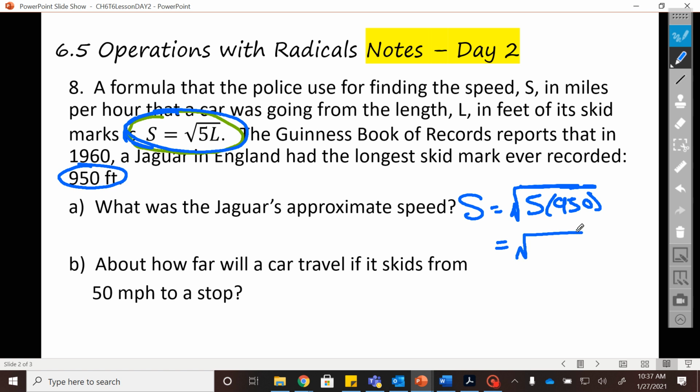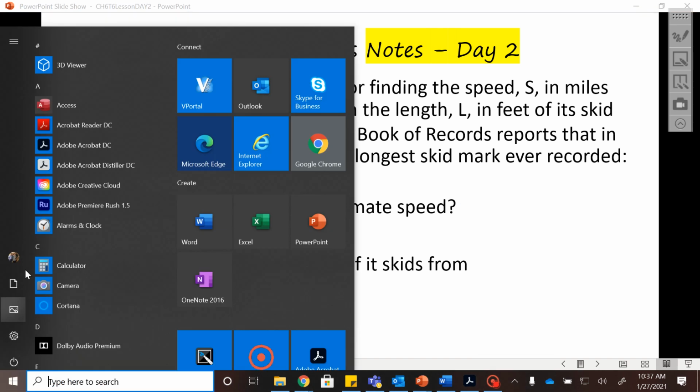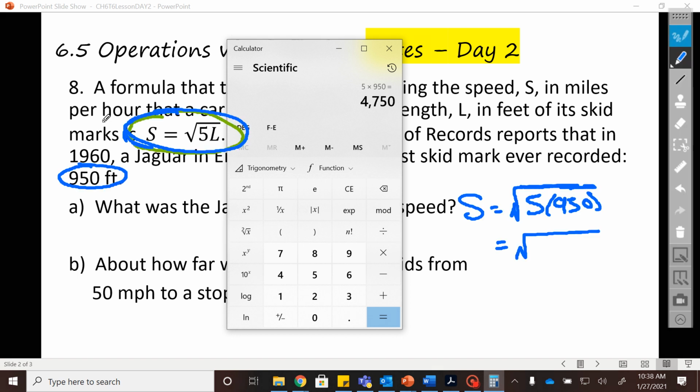All right, so I can multiply that 5 and that 950 together. So let me pull out my calculator. Where is it? I don't have it. So 5 times 950 is 4750. So this becomes 4750. So the speed is equal to the square root of 4750.